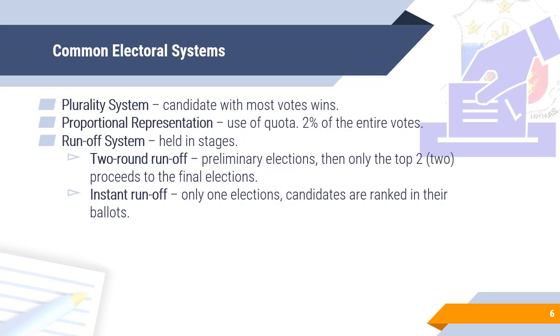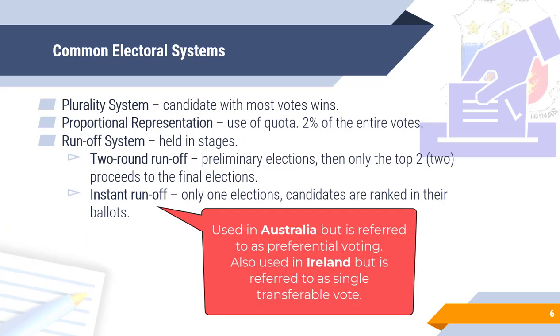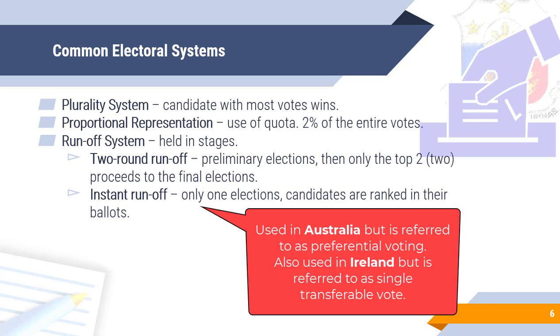Other countries implement the instant runoff voting, where there is only one election where voters rank the candidates in their ballots. During the vote counting, the top-ranked candidates are identified, and the number of votes cast for them are determined. The highest-ranked candidate with the most number of votes cast in his or her favor is then declared the winner. Australia uses this system but refers to it as preferential voting. Ireland uses this system as well but refers to it as single transferable vote.